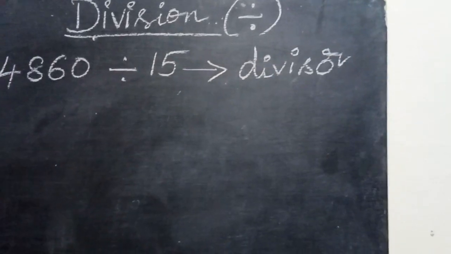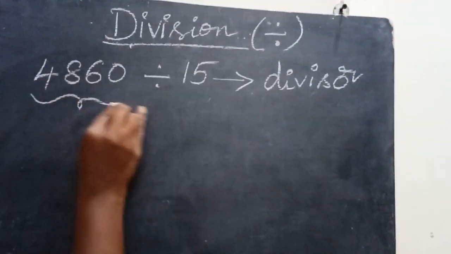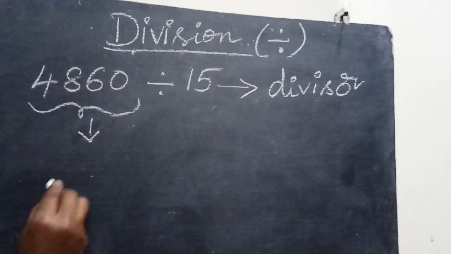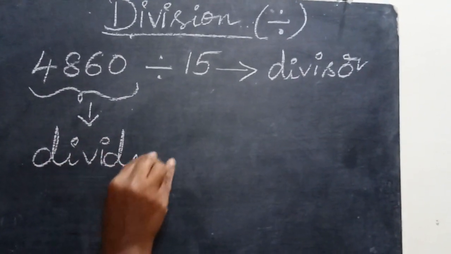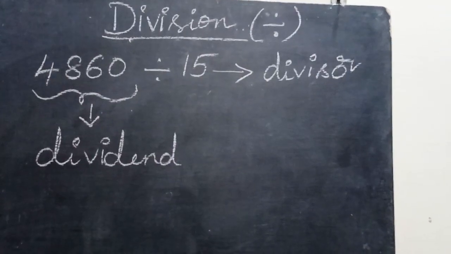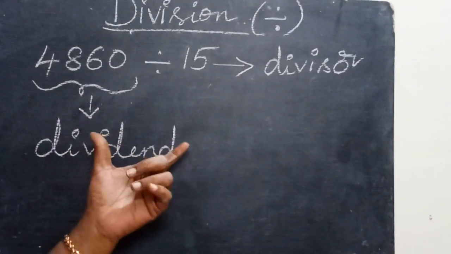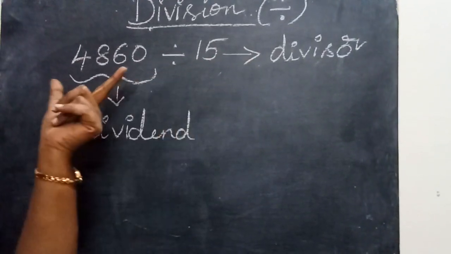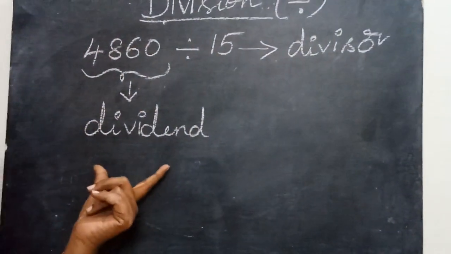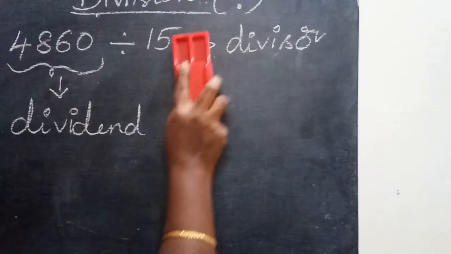D-I-V-I-S-O-R, divisor. And the number which is divided by that number is called the dividend. Dividend. Okay, these two you should remember. The number which is dividing is the divisor and the number which is being divided is the dividend. Okay, clear?